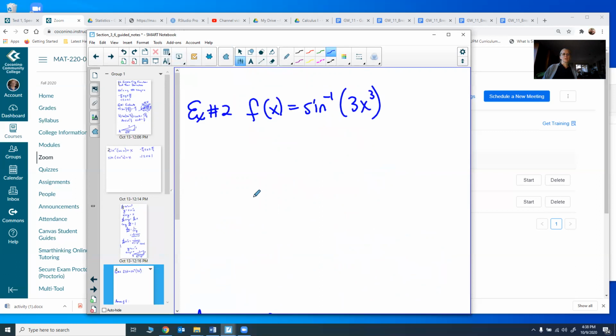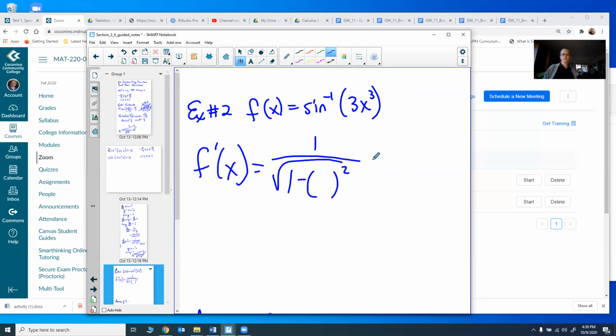All right, so let's try a problem. Let's go ahead and do this one. With the inverse sine of 3x cubed as my function, I want to find f prime. So again, it's an outside and inside function. The derivative of inverse sine is 1 over the square root of 1 minus whatever squared, then times the derivative of the whatever. The whatever in this case is 3x cubed.